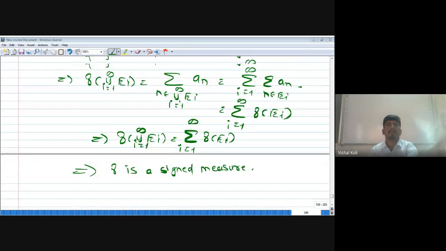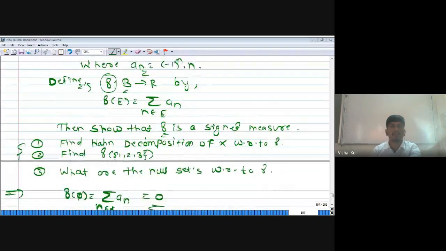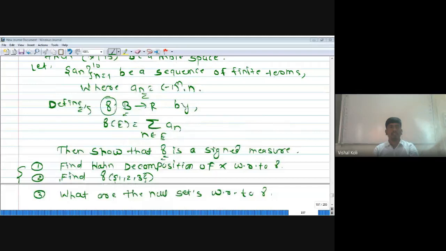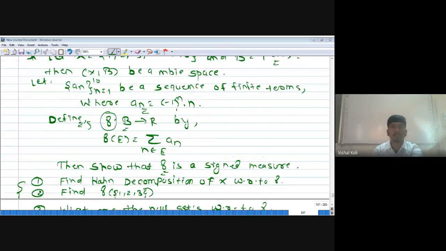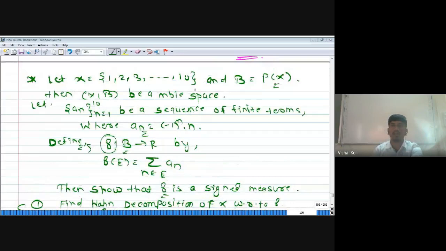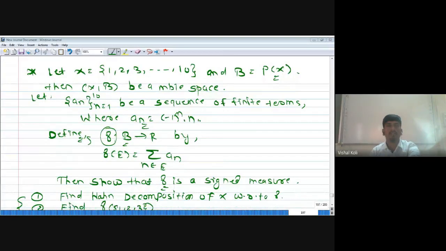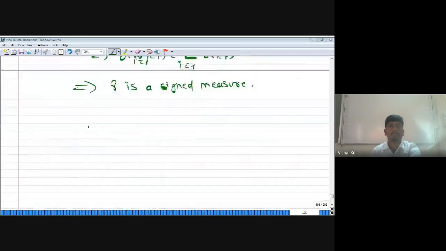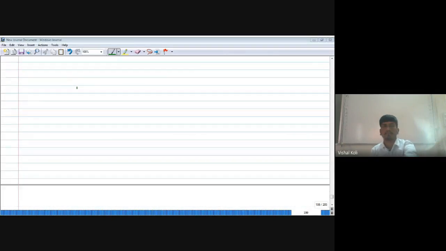Okay, now as it is a signed measure, we have to find out these three. First, we have to find out the Hahn decomposition of X with respect to gamma. As here an equals minus 1 to the power n into n, but the capital X contains only 10 terms, that is 1, 2, 3 and so on up to 10. So from this we get the signed measure.